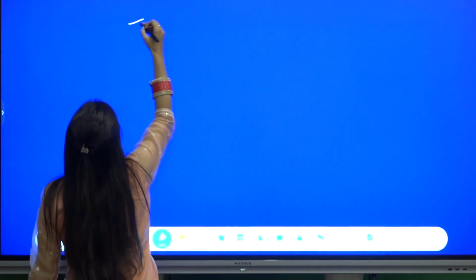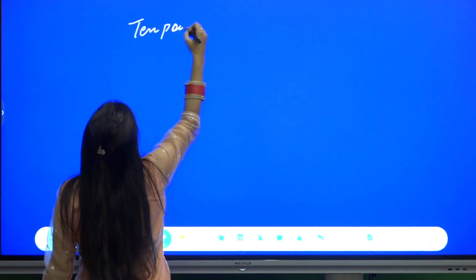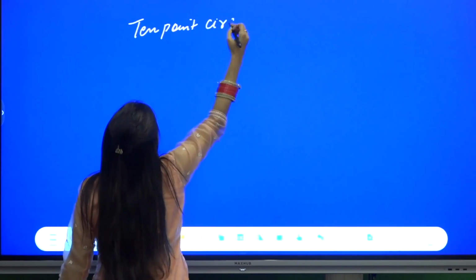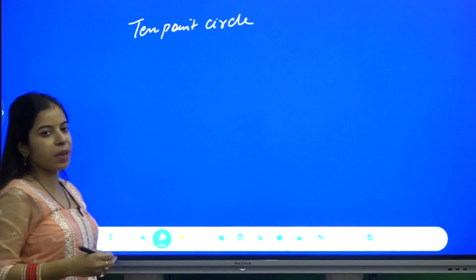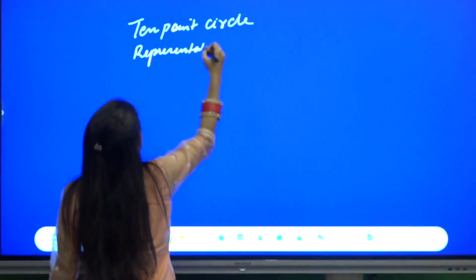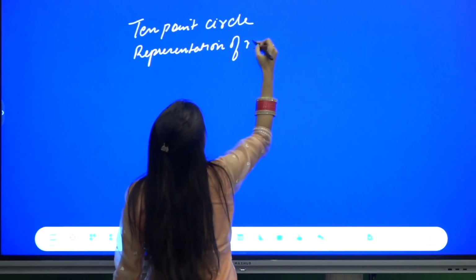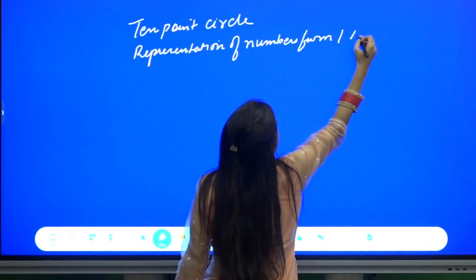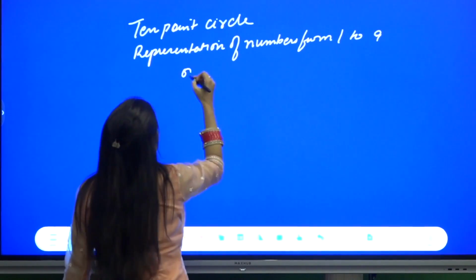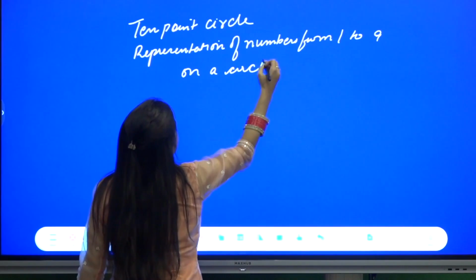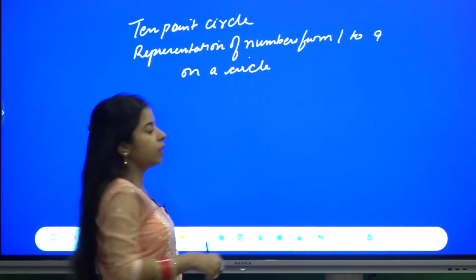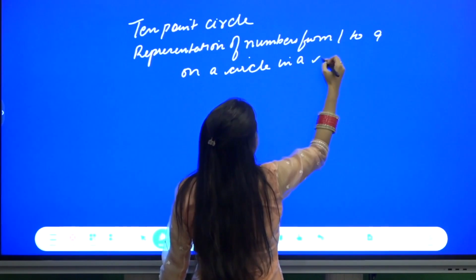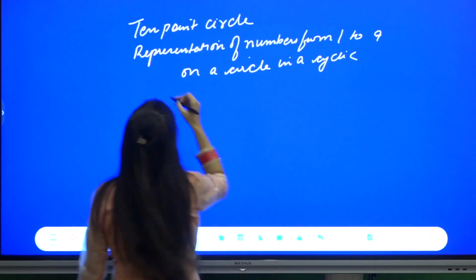Fourth technique is the 10-point circle. This is basically the representation of numbers from 1 to 10 on a circle, in a cyclic progression.